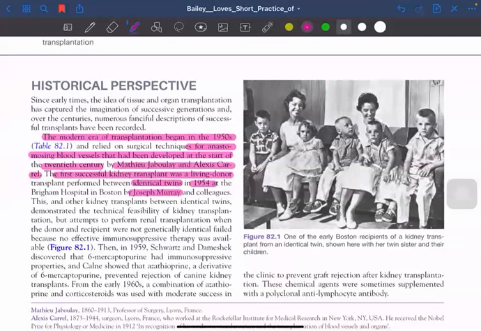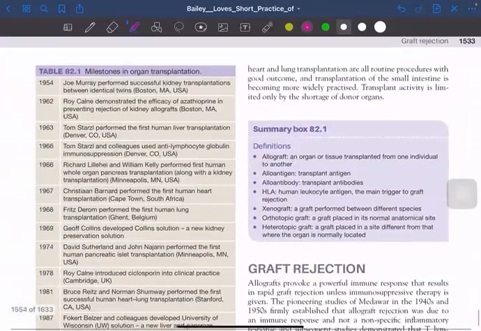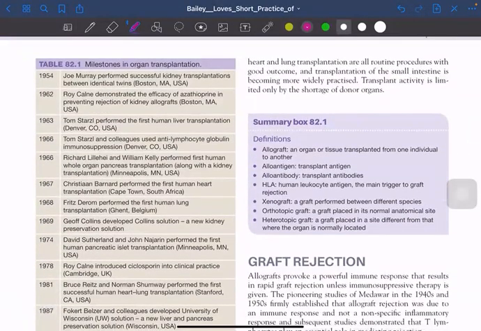Nothing much is important in the remaining part. This table is very important as a few of the potential questions are there. In 1954, Dr. Joseph Murray conducted the first successful kidney transplantation between the identical twins. Then Starzl, who performed the first liver transplant. Then Lillehei and William Kelly performed the first whole organ pancreas transplantation. It was along with the kidney transplantation.